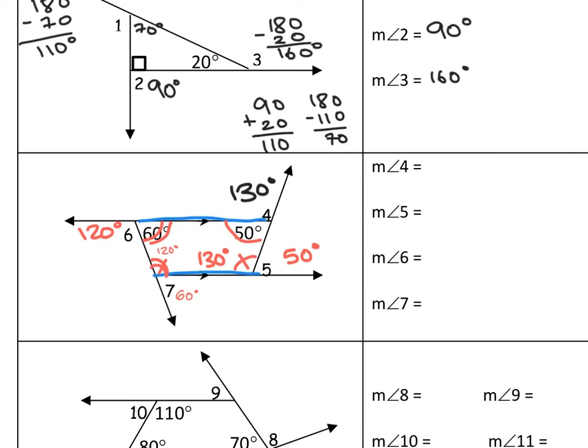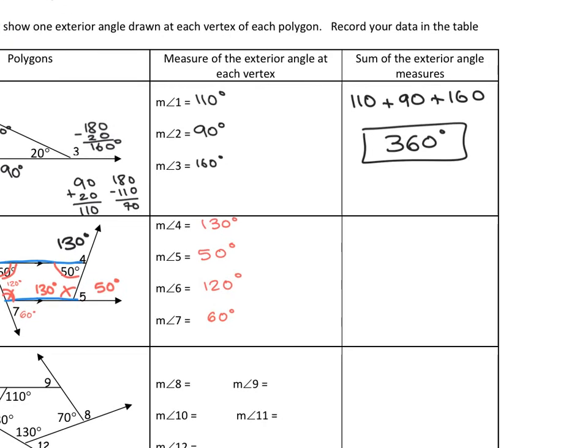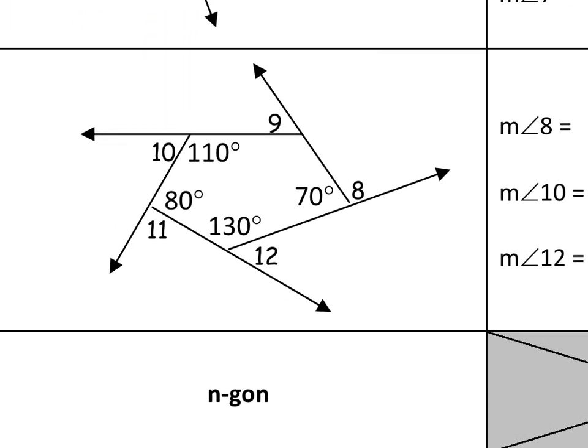So let's write what we just found. So angle 4 is 130, angle 5 is 50 degrees, angle 6 is 120 degrees, and angle 7 is 60 degrees. So in the second column, they're asking us to find the sum of all of those exterior angles. So let's add them. What is 130 plus 50 plus 120 plus 60? These all add up to give you 360 degrees. So what have you noticed so far? If we have a triangle or a quadrilateral, what is the sum of the exterior angles? What do they add up to give you every single time? 360 degrees. So let's move on to this problem.